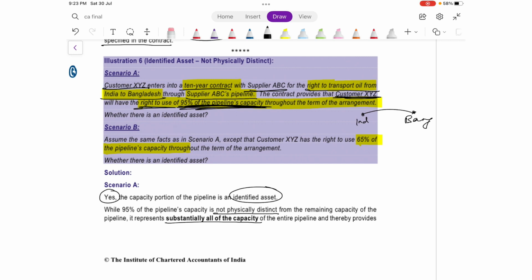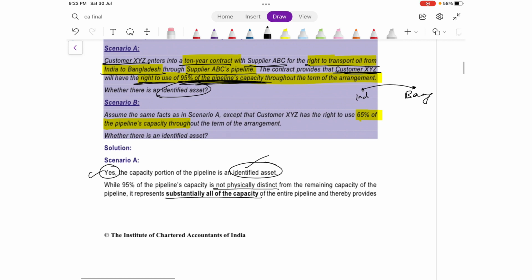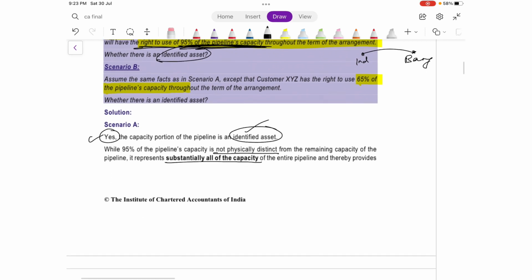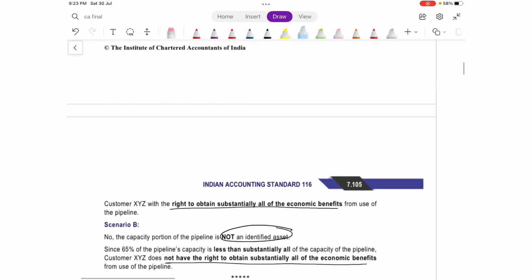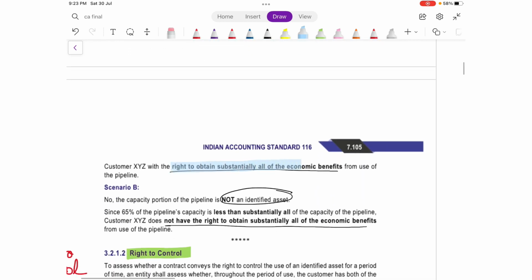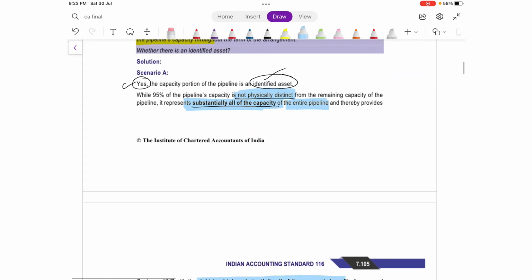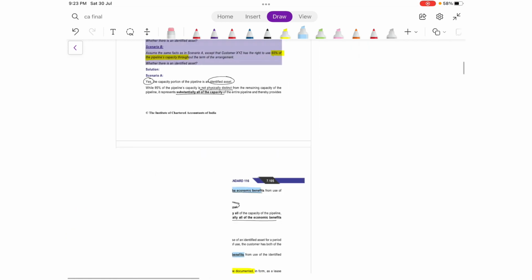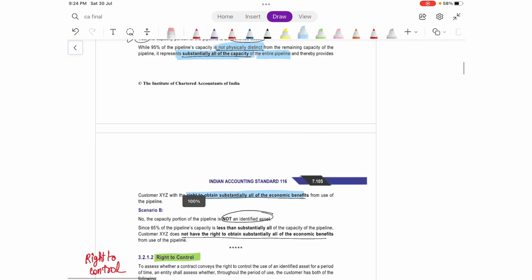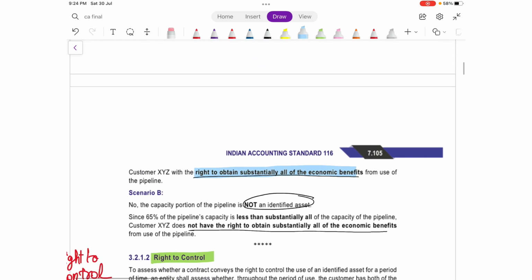So here what they are telling is whether this is an identified asset or not. Here, yes, this is an identified asset. It may not be physically distinct. But since substantially all the capacity of the entire pipeline is with the customer itself, they have the right to obtain substantially all economic benefits from it. So therefore this is an identified asset. Because here it was a substantial right that they have.